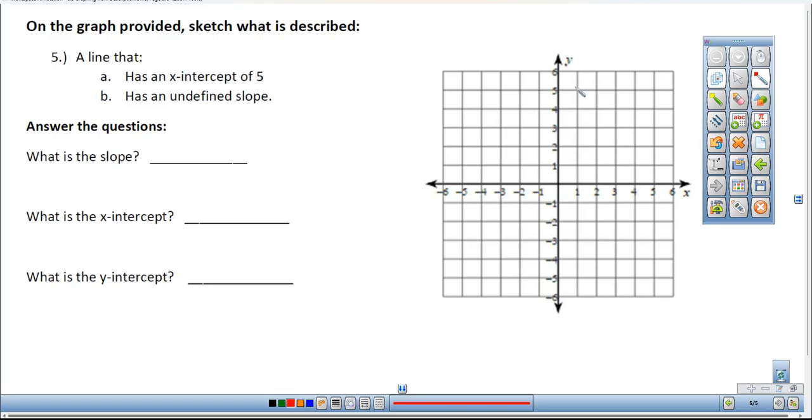And here's one more just to practice it one more time. We have a line that has an x-intercept of 5. So we know that the line will cross through the x-axis right there. What we don't know is, is it going to go like this? Is it going to go like this? Is it going to go like this? We don't know that. It has an undefined slope.